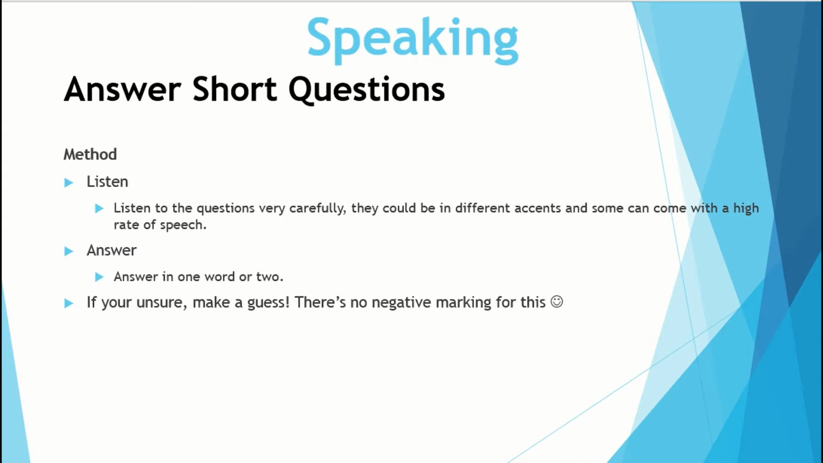The second most important point is that you answer in just one word or two. If the question is like what's the next month after February, absolutely there could be questions like this, just say March. You don't really have to repeat the whole sentence saying that the next month after February is March. You could just simply say March, right? And of course, if you're unsure, just make a guess. There's no negative marking for this, so just go ahead and feel free.